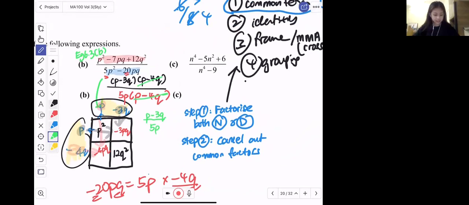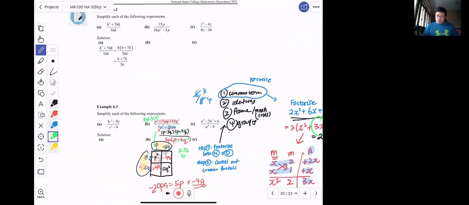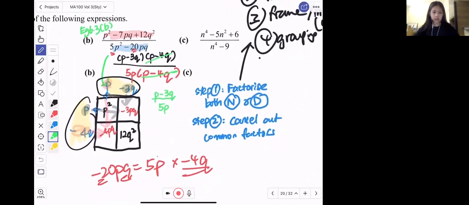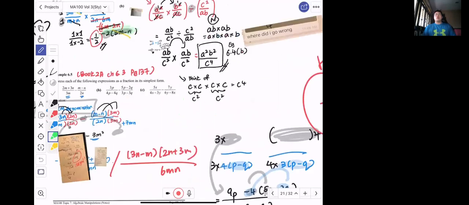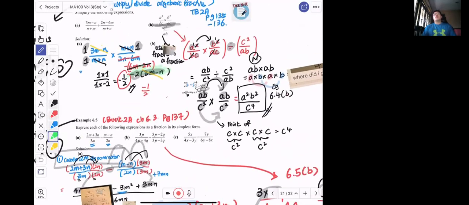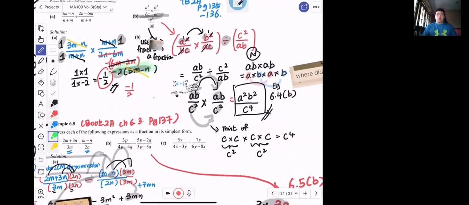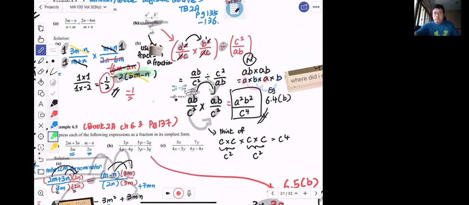Oh, I also need example 6.4b. Yes, 6.4b. Okay, you copy already. If you want to copy, you tell me. Okay, 6.4b. Let me erase. This one is this morning's lesson. Give me a while, I need to get another one.